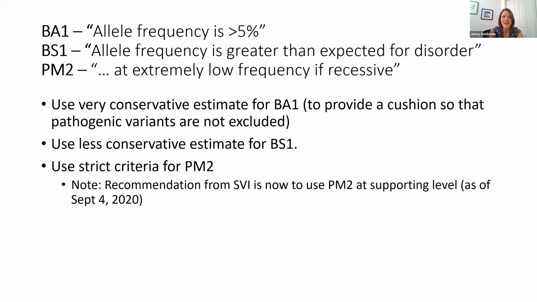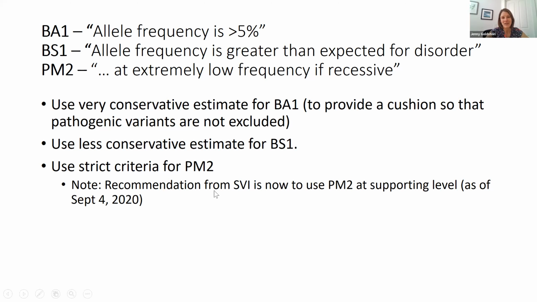So for BA1, we really wanted to set it conservatively high just to make sure that we didn't exclude anything that could be pathogenic. And similarly for BS1, but a little bit lower, of course. And then we used much more strict criteria for PM2. So you have to be really pretty rare in order to meet this criterion.